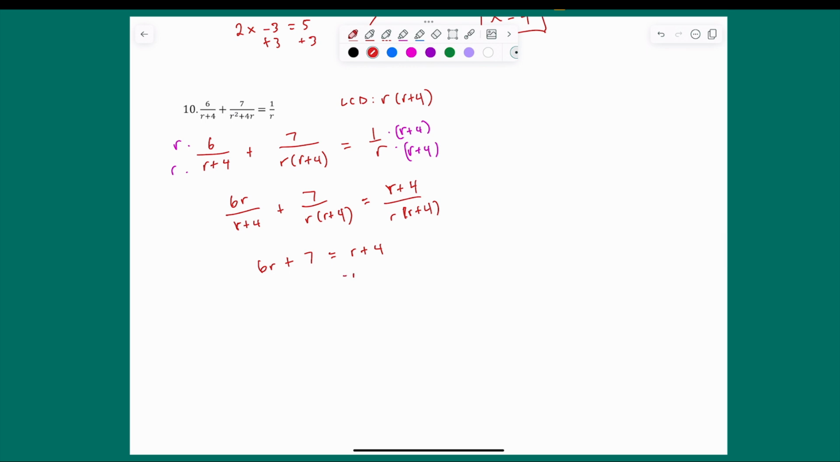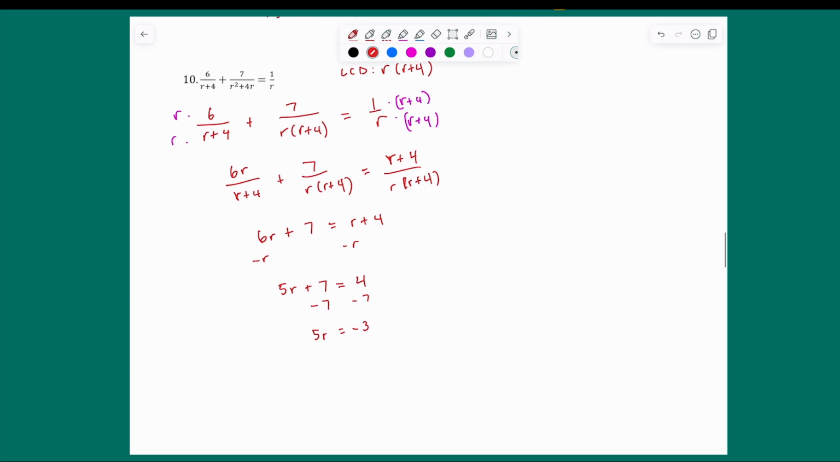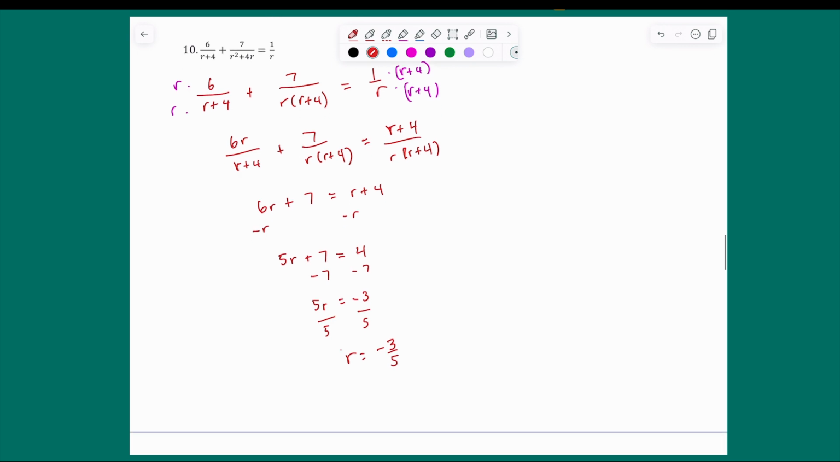And I'm going to subtract r on both sides, and we have a linear equation, so now we can manipulate it to get r by itself. So again, subtract r on both sides to get 5r plus 7 equals 4. Then I'm going to subtract 7 on both sides to get 5r equals negative 3. Divide both sides by 5 gives us r equal to negative 3 over 5. And that's your answer. You could do a quick inspection to see if negative 3/5 makes any of the denominators 0, and it doesn't, so it's a solution.